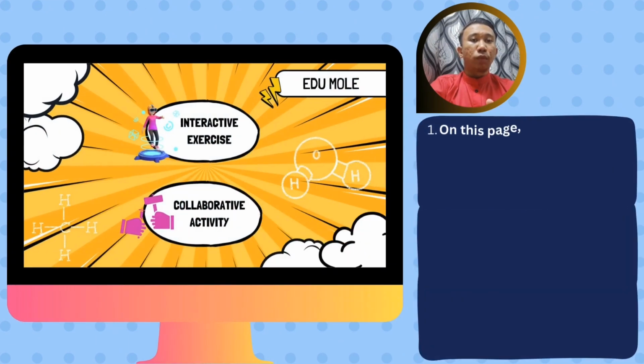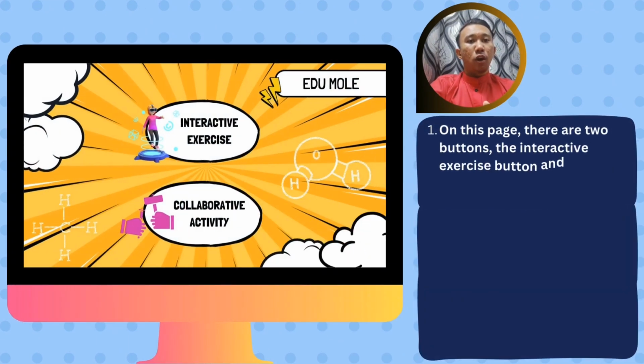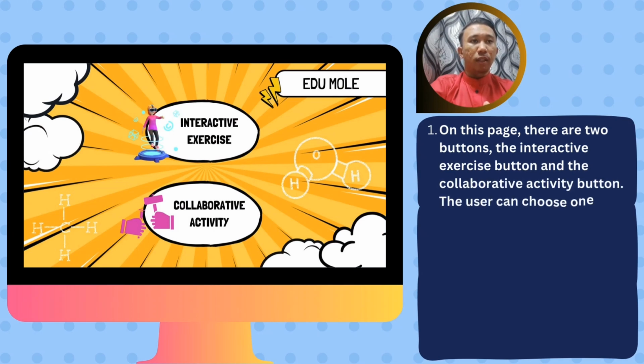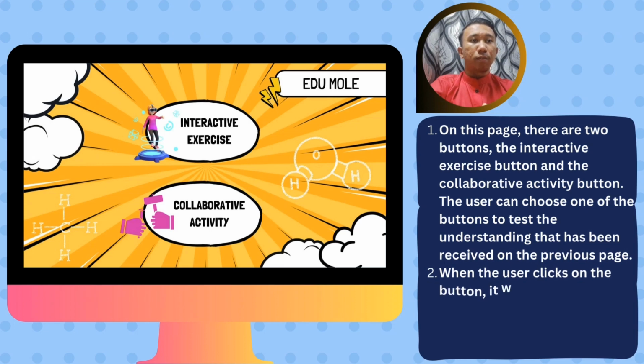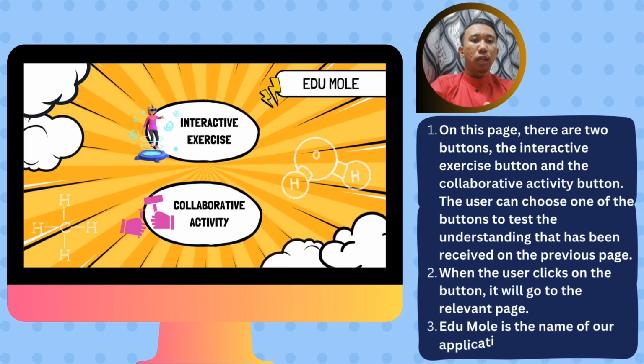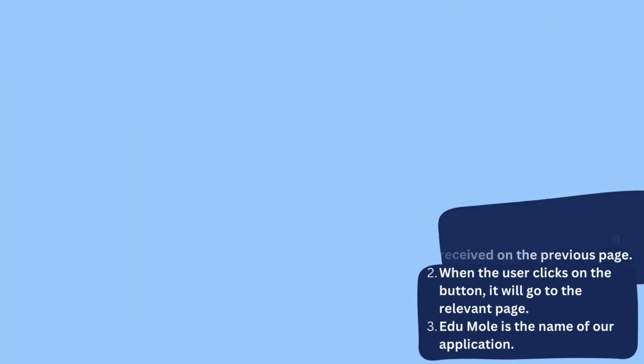Now, let's move to the next phase, which is application of idea. On this page, there are two buttons, the interactive exercise button and the collaborative activity button. The user can choose one of the buttons to test their understanding that has been received on the previous page. And then, when the user clicks on a button, it will go to the relevant page.